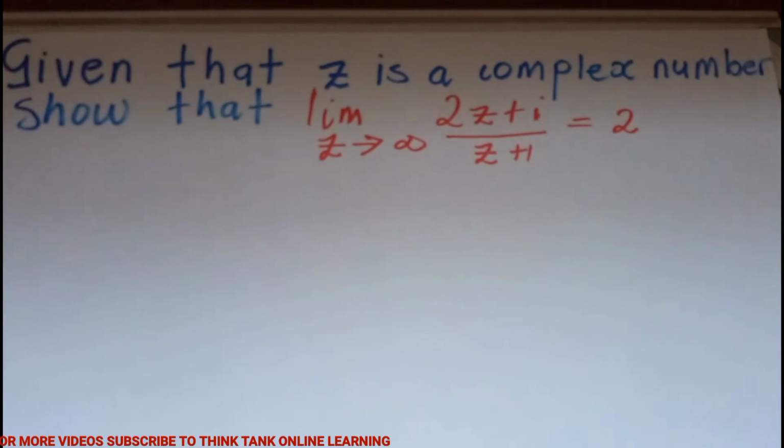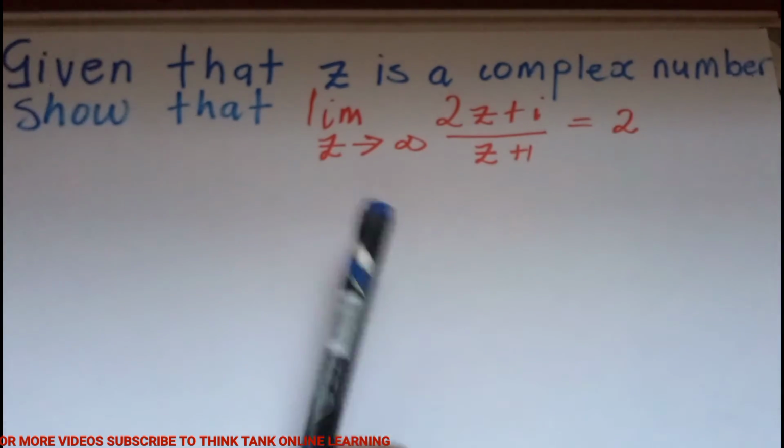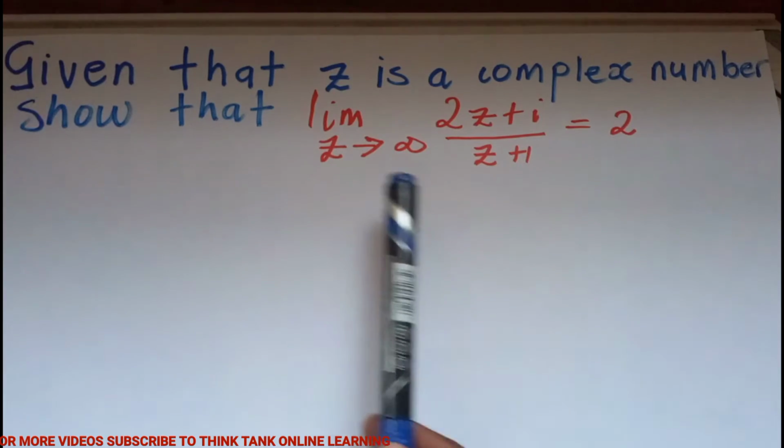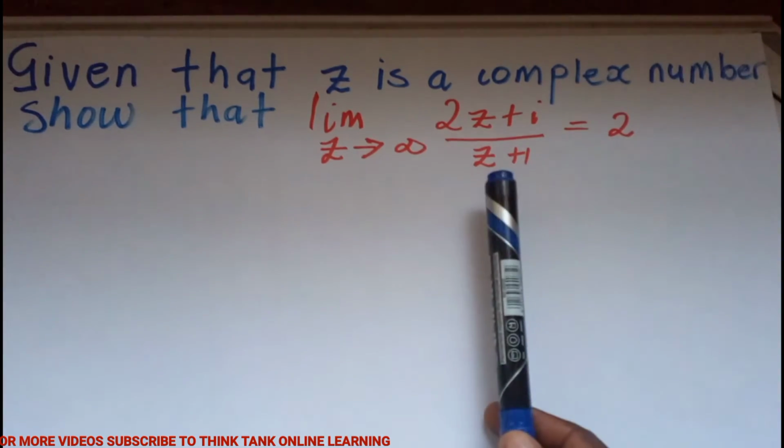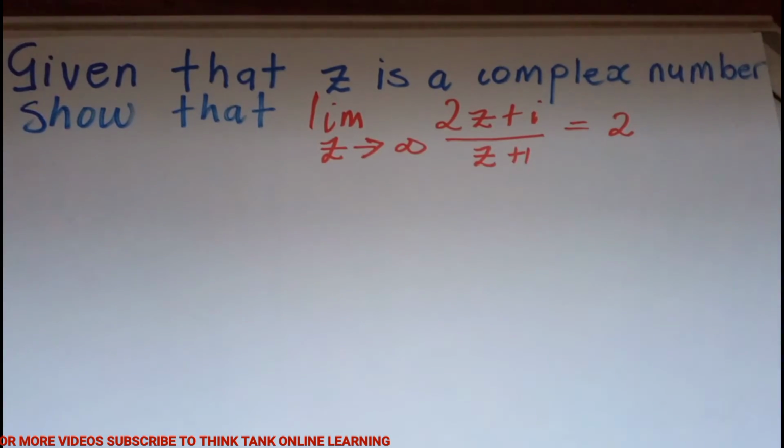Okay, so in this tutorial we're going to talk about continuity and limits of complex numbers. Given that c is a complex number, we want to show that the limit as z approaches infinity of (2z plus i) over (z plus 1) is equal to 2. There are about two methods of working out this problem. The first one is by using L'Hospital's rule, then the second one is using substitution.